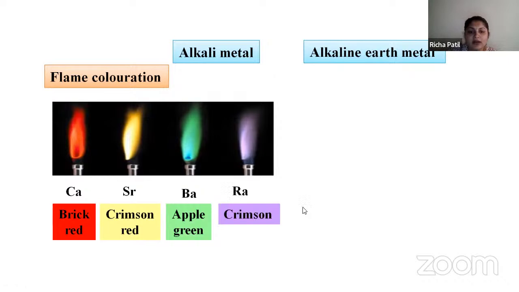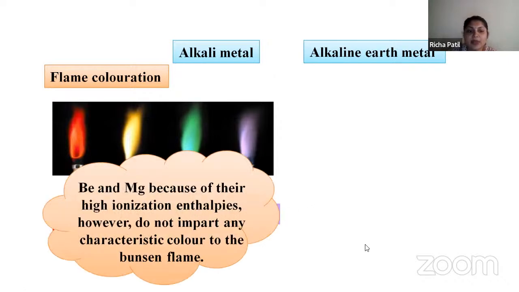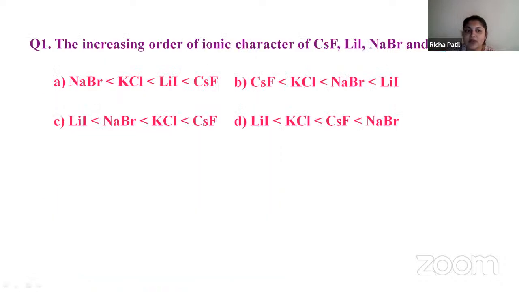Then radium shows crimson. Beryllium and magnesium, because of their high ionization enthalpies, do not impart any characteristic color to the Bunsen burner flame. Because of high ionization enthalpy, they do not show any coloration. So based on this, we'll solve some questions.